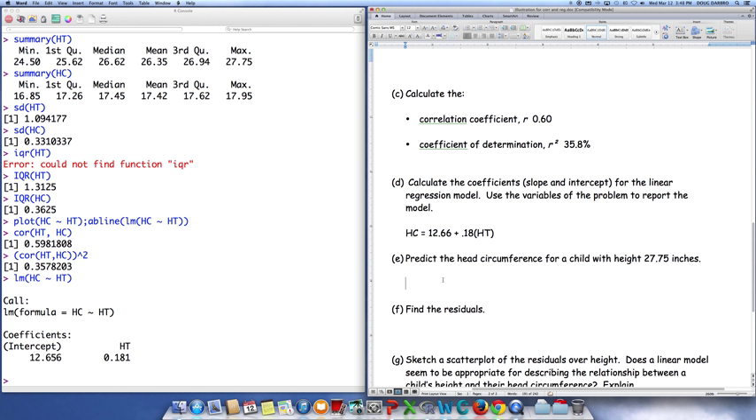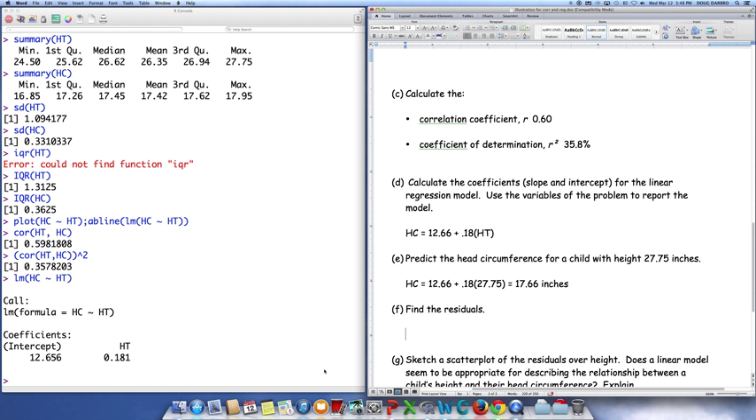All right, part E, make a prediction. So the head circumference is equal to 12.66 plus 0.18 times 27.75. All right, so I'm going to grab the calculator for this one. And if I didn't make any typos, I get 17.66. So the predicted value of a head circumference for a child of height 27.75 inches would be 17.66 inches.